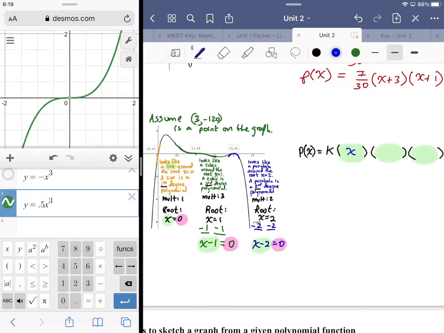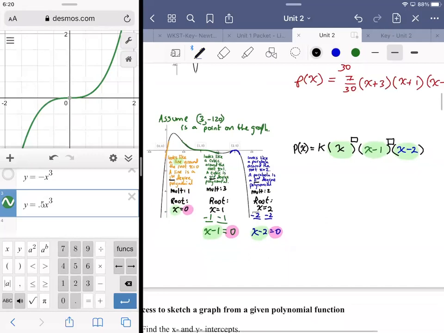So I'd have x, x minus 1, x minus 2. All right. Now the multiplicity tells us the powers. All right. So we would indicate the power for each of these based off of the multiplicity of the roots.